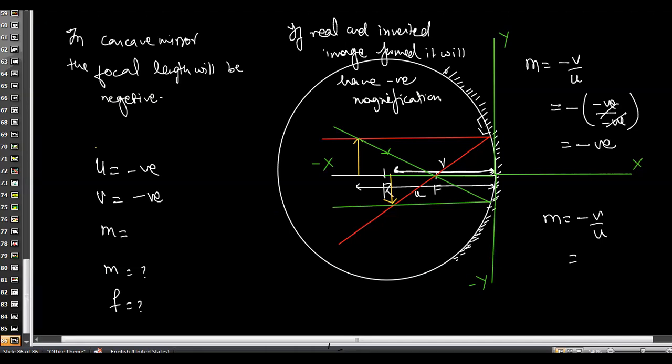So when the numerator is smaller and the denominator is greater, the value will be less than 1. For example, 5 divided by 7 has a value less than 1, and 3 divided by 5 also has a value less than 1. So when the numerator is smaller than the denominator, v is a smaller distance than u, so the value of m will be smaller than 1. So we say m is smaller than 1. Got it? And it will be negative.